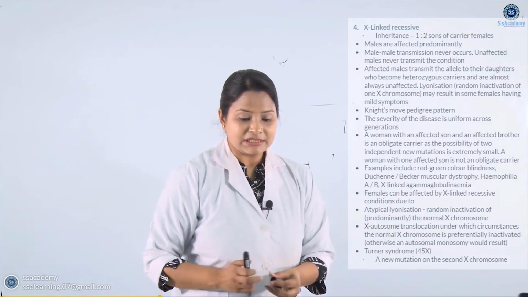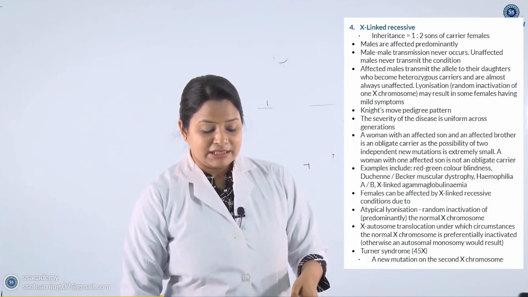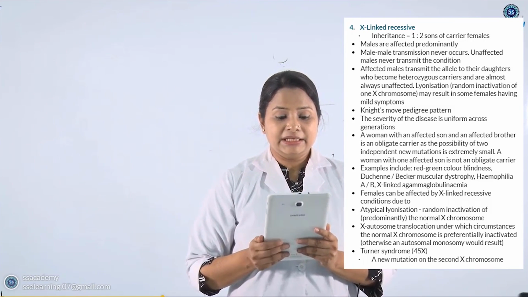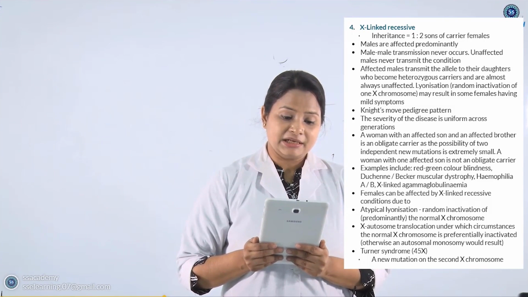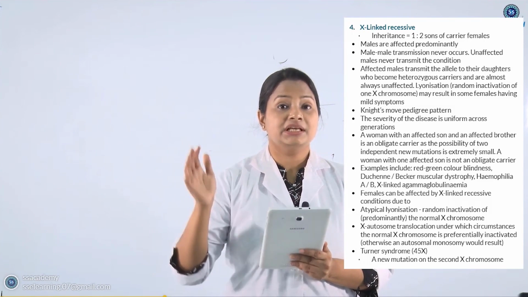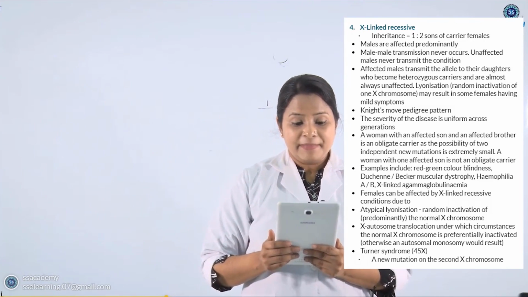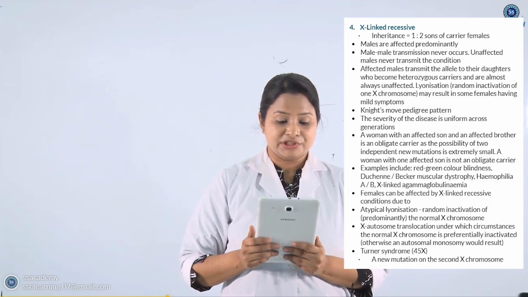Now, we are going to discuss X-linked recessive disease. The inheritance is 1:2, sons of the carrier female are affected. In X-linked recessive disease, males are affected predominantly. Male-to-male transmission never occurs. Unaffected males never transmit the condition.